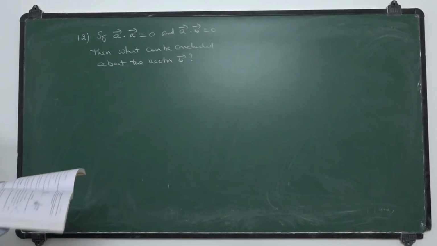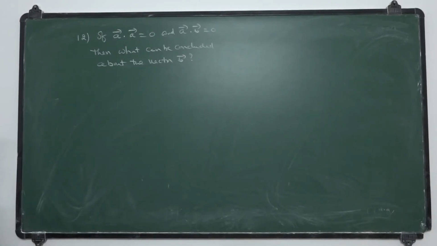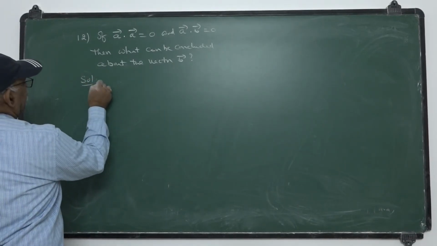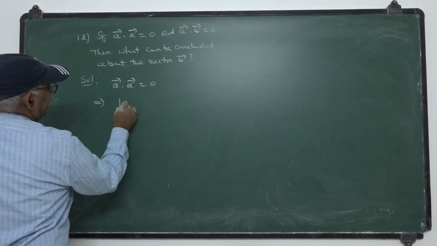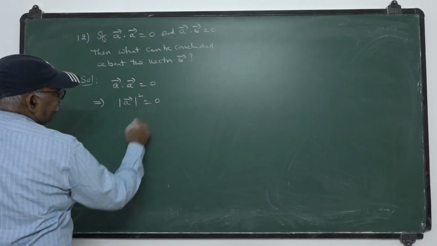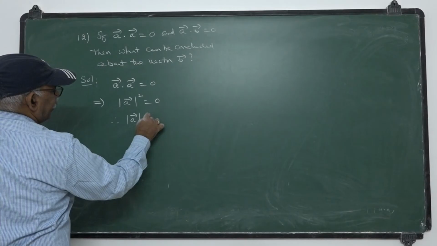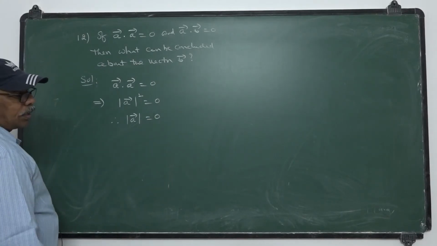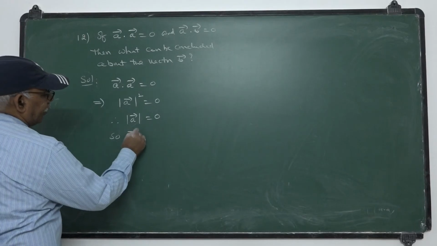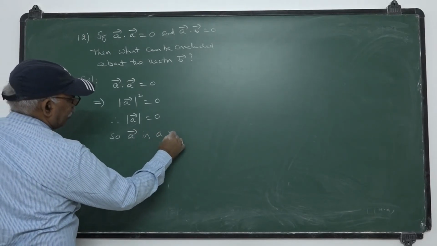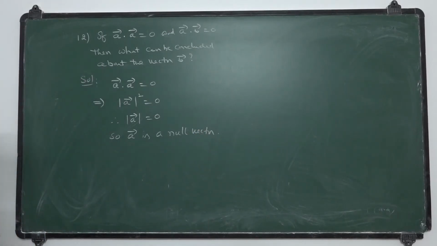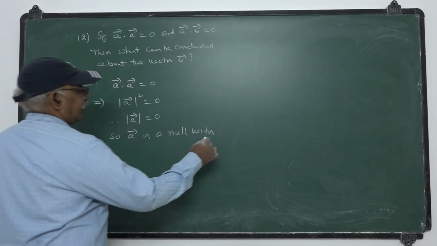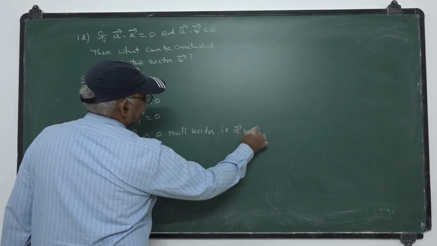A dot A is 0. A dot A is 0 means, by definition of the dot product, magnitude of A bar square is 0. Hence magnitude of A bar is 0. A bar is a null vector. So A bar is a 0 vector or null vector, 0 bar. That is clearly A bar is 0 bar.